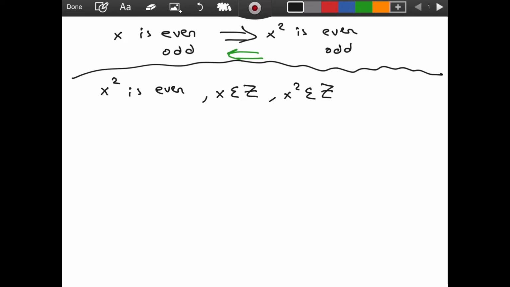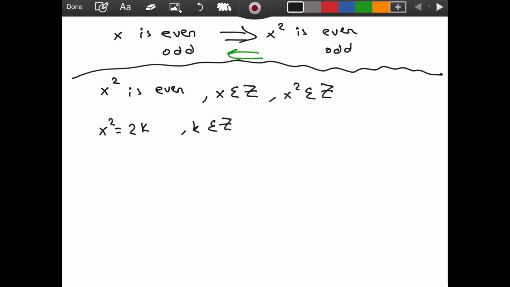If we know that x squared is even, then we can represent it like this: x squared is equal to 2 times a factor k, and k here is just another integer. We have all integers. We have 3 integers right now: x, x squared, and k. Okay?